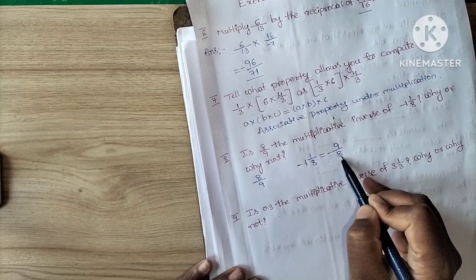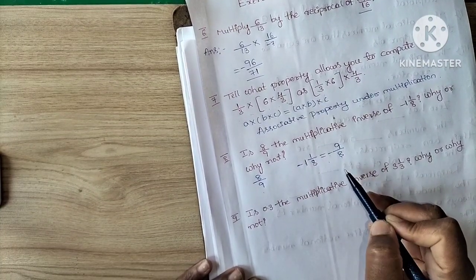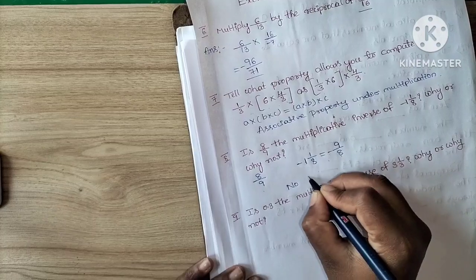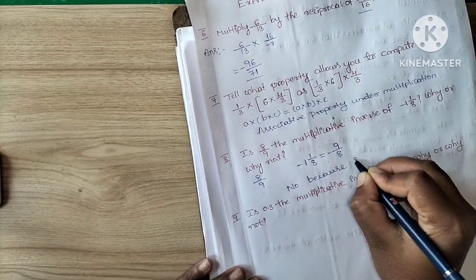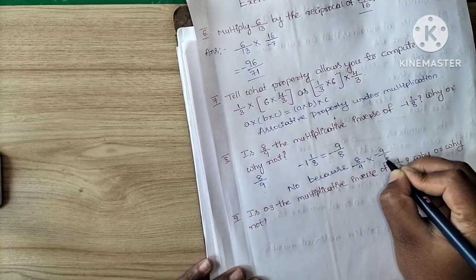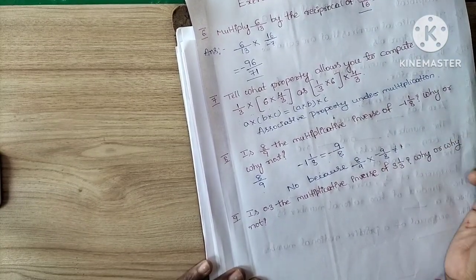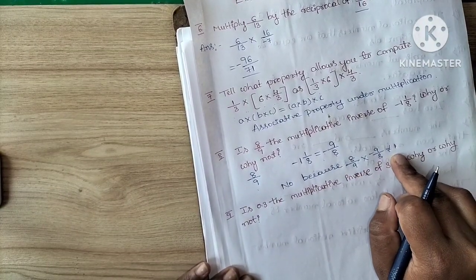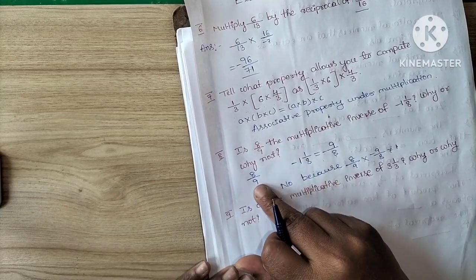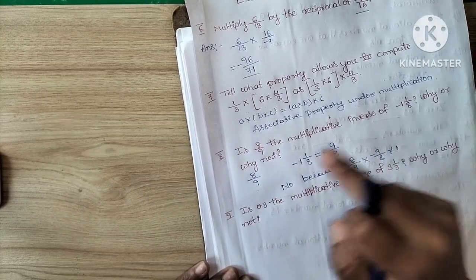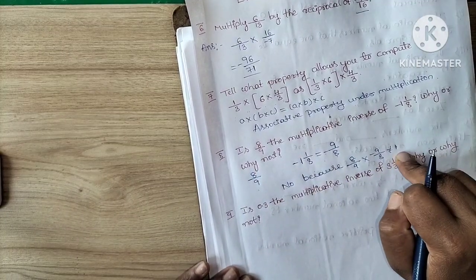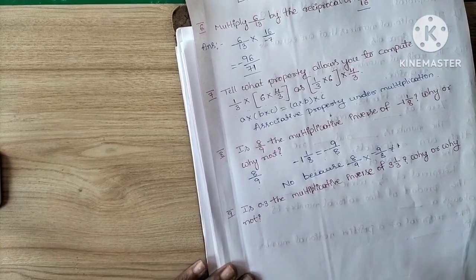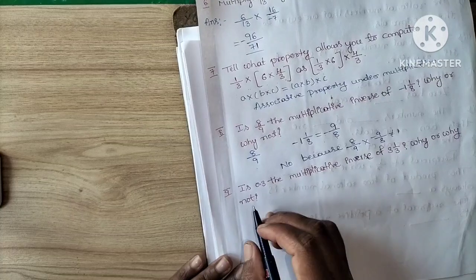Is 8 by 9 the multiplicative inverse of minus 9 by 8? No. Why? Because 8 by 9 into minus 9 by 8 will not become 1. The product of 8 by 9 and minus 9 by 8 is not equal to 1. If we want to say one fraction is the multiplicative inverse of another, the product of the two fractions should become 1. It is not equal to 1, so this is not a multiplicative inverse. Next, ninth question.